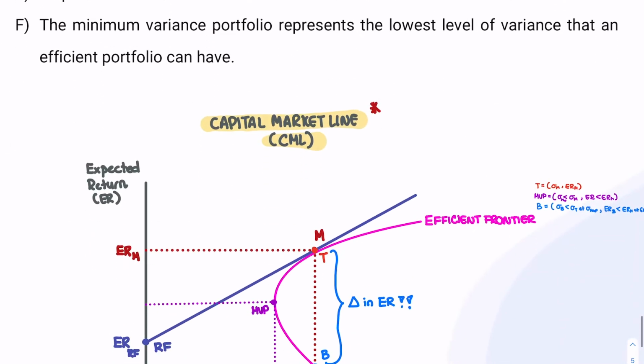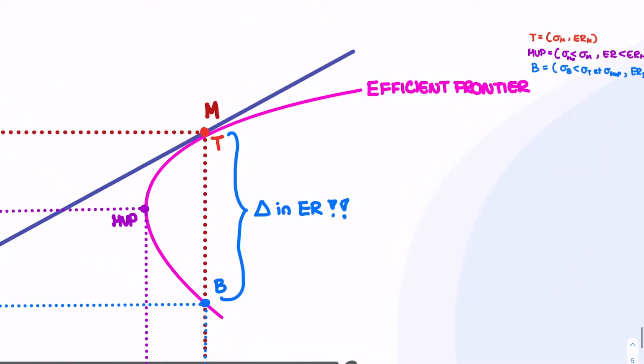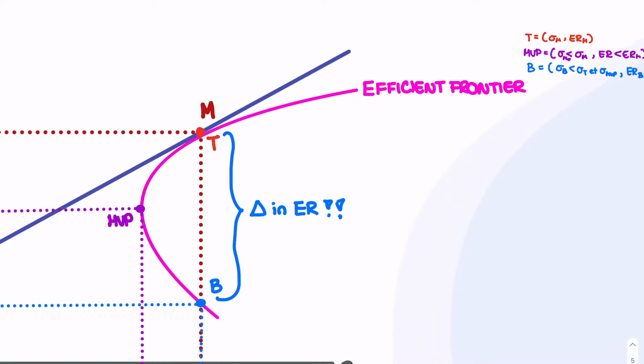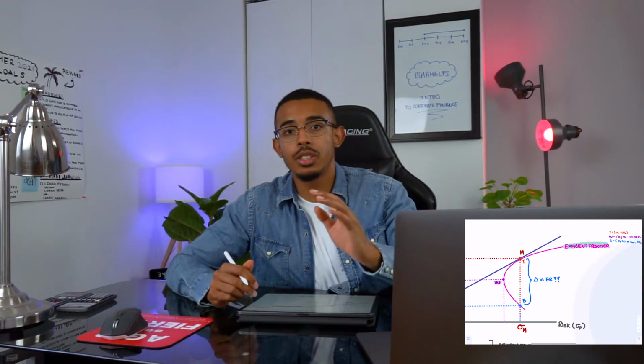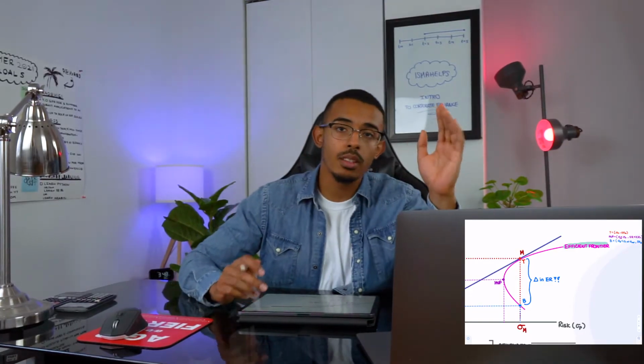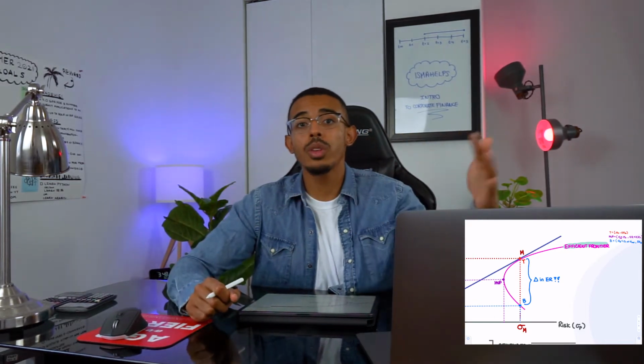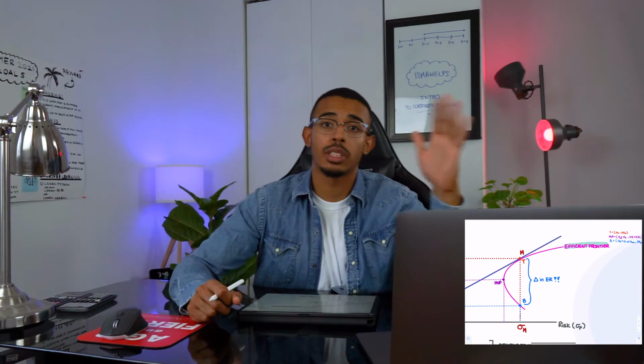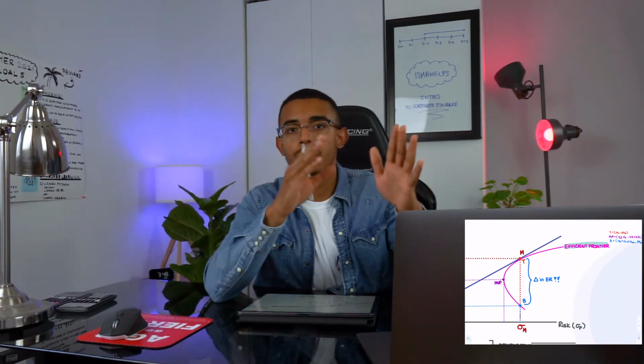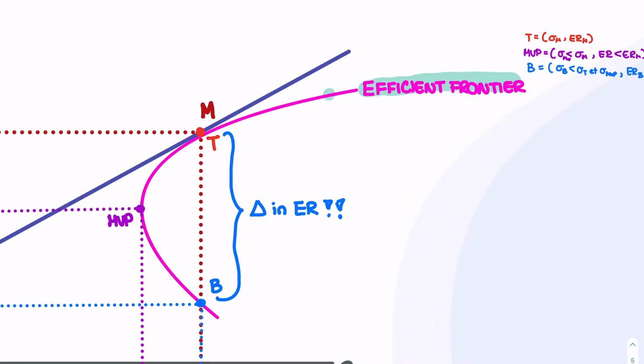Once again, what I want you to understand is that our efficient frontier is all the different combinations of portfolios' mean or expected return to risk. So you have all the different combinations of expected returns to risk available on your efficient frontier, and it creates this hyperbolic type of line.